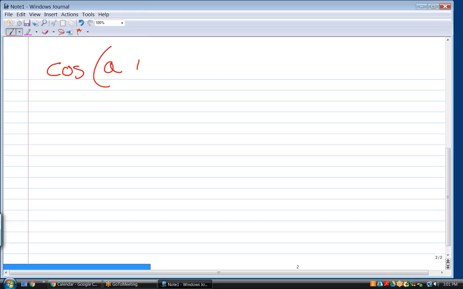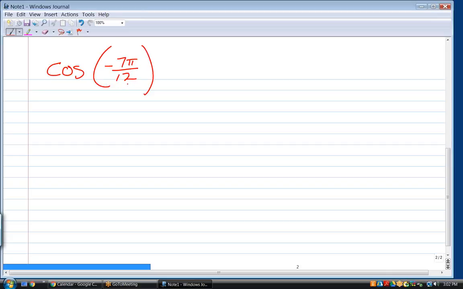Cosine of open parenthesis, negative 7 pi over 12, and then close parenthesis. And they want to know the answer of this?